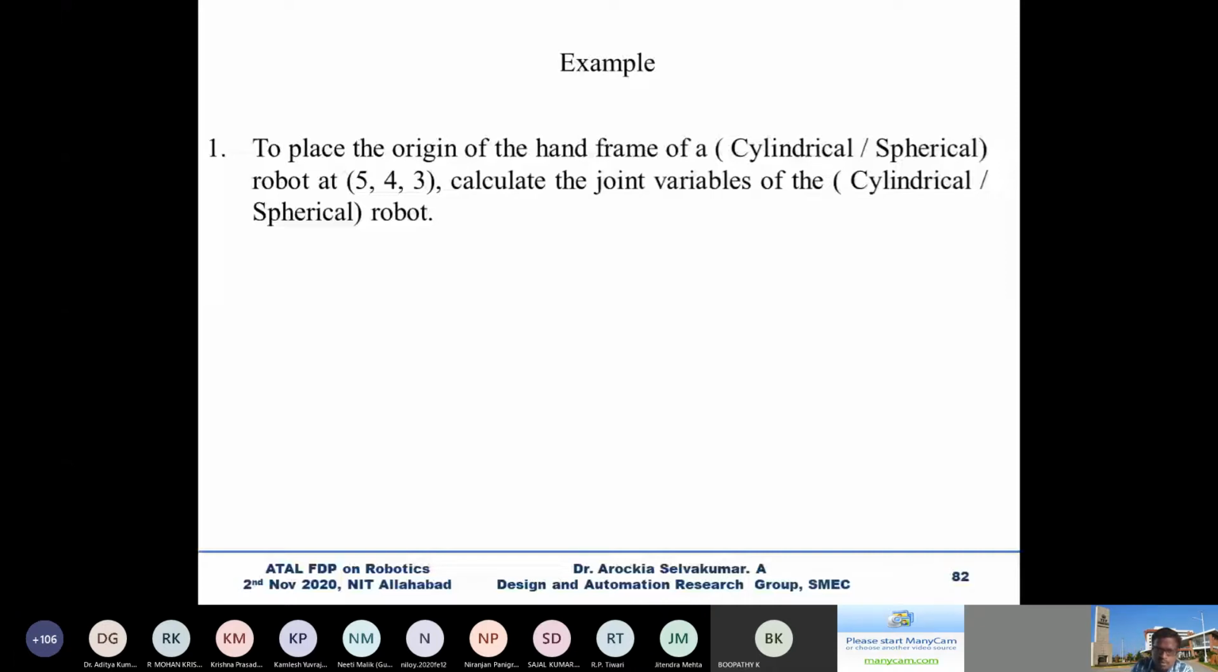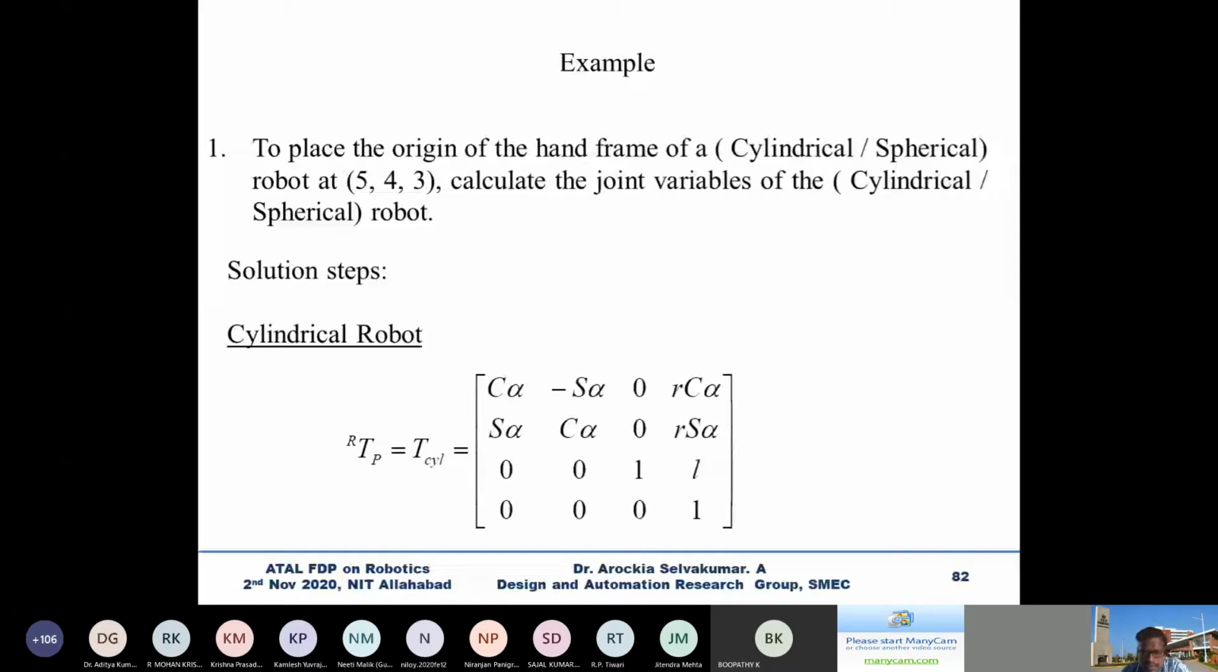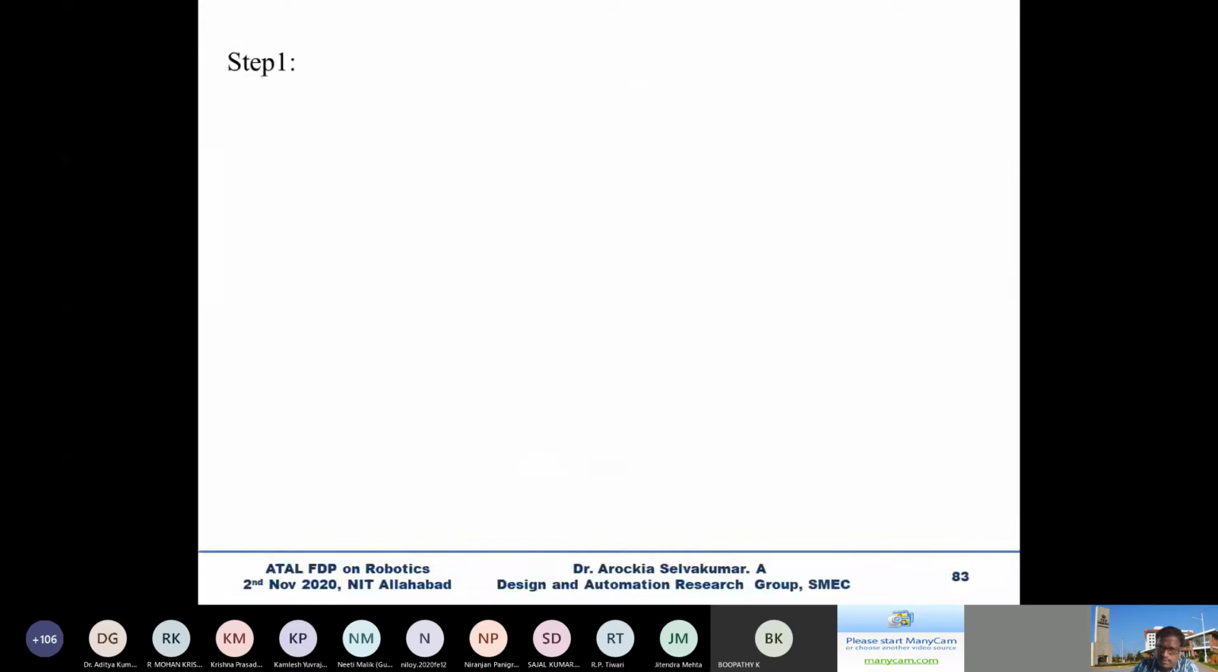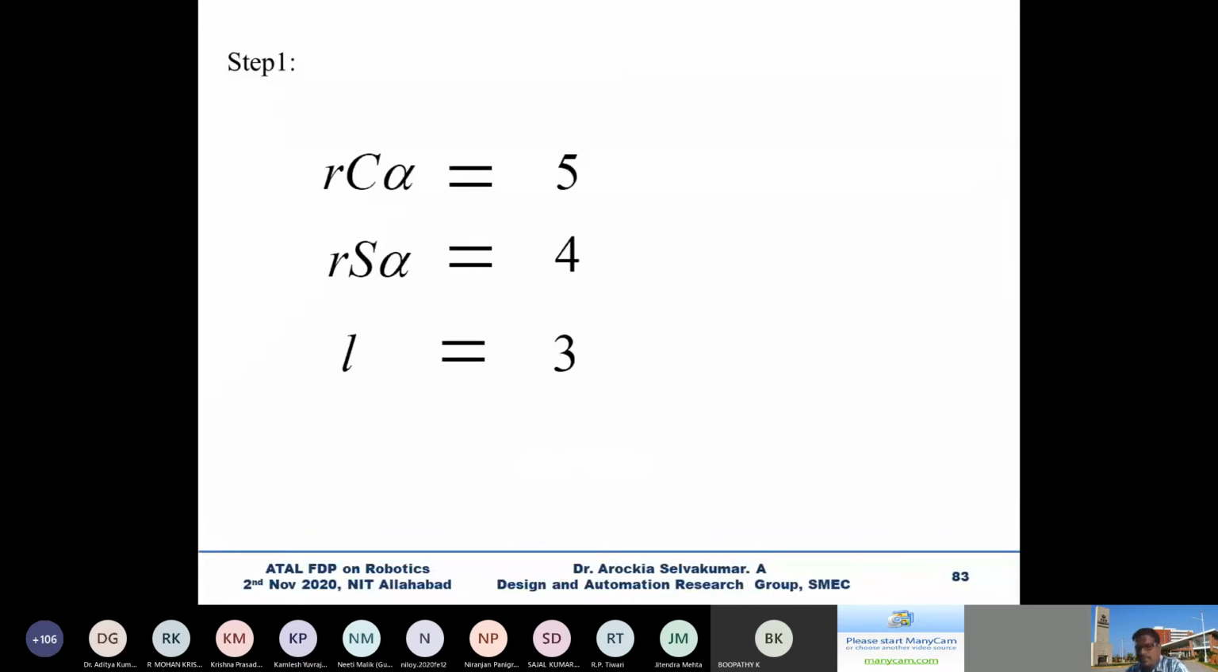For the cylindrical robot, this is the final transformation matrix we know. The last column, first three entries, are related to px, py, pz. Just see here so that you can design your robot like that. I relate r cos alpha to 5, r sin alpha to 4, and L equal to 3. That is x, y, and z related to px, py, pz. So based on that, I can understand that L is 3. Whatever values are given, I got one parameter of the cylindrical coordinate.